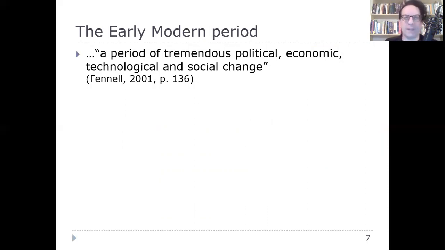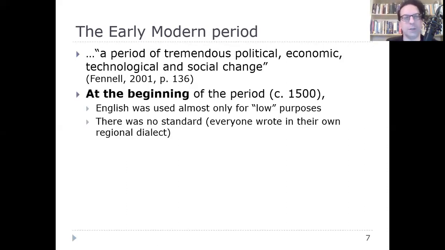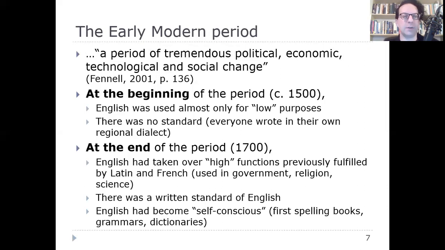Returning to our main topic of linguistics and internal language history now. The early modern English period has been called a period of tremendous political, economic, technological, and social change. For our purposes, maybe we can try to keep this in mind. At the beginning of the period, around 1500, English was still used almost exclusively for low purposes, as we will call them here, and there was no standardized form yet of the English language, which means everybody was writing and spelling English using their own regional pronunciations, their own dialect terms, and so on.